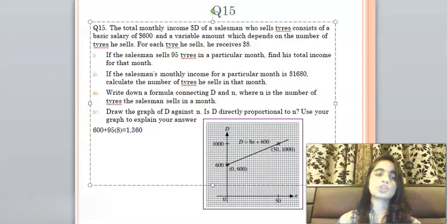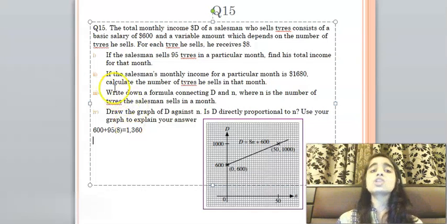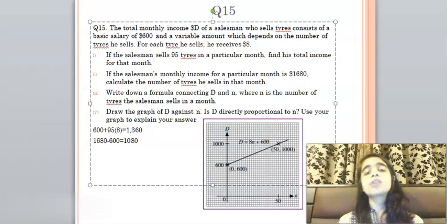Now let's look at part number 2. If the salesman's monthly income for a particular month is 1680. So now this time we have the monthly income. We need to calculate the number of tires he sells in that month. So one thing is for sure, that in this total monthly income, there is a 600 fixed income. So we need to subtract that first. So 1680 minus 600, that is 1080. So $1080 he received due to selling tires.